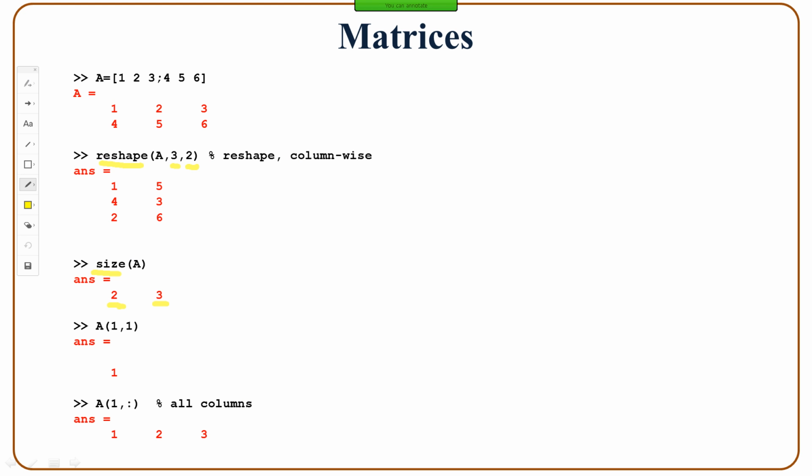If you want to refer to an element, then give it the row index and the column index. So A(1,1) would give you the element on the first row and the first column. You can use the colon operator to say either all the rows or all the columns. So here A(1,:) means give me the first row with all the columns. So the colon operator at the column index would say all the columns.